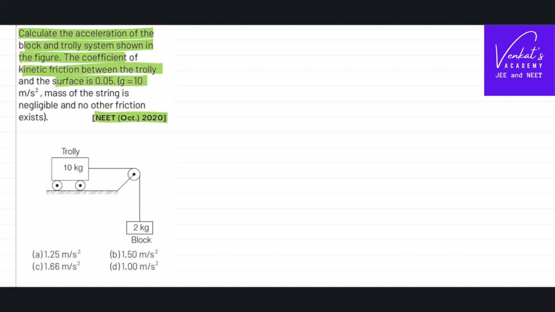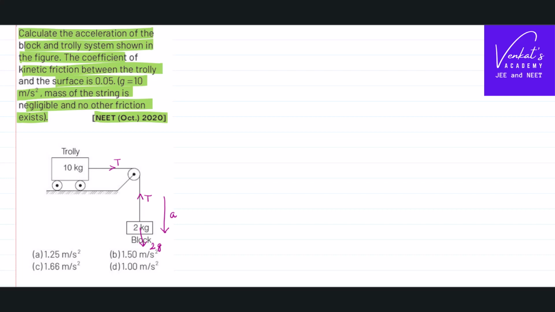The coefficient of friction is given, g is given, the mass of the string is negligible, and no other frictions exist. So let's try to identify the forces acting on each of the bodies. Here, weight 2g always acts in the downward direction. This string becomes tight and generates a tension, and because of the pulley this mass is going to move down with an acceleration, and the same tension is developed here towards the point of suspension, that is the pulley.